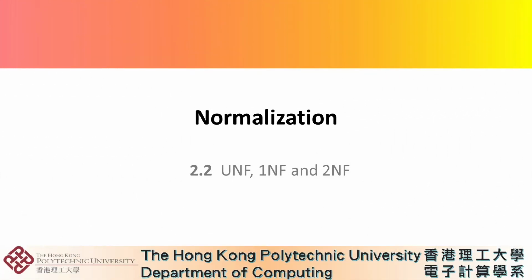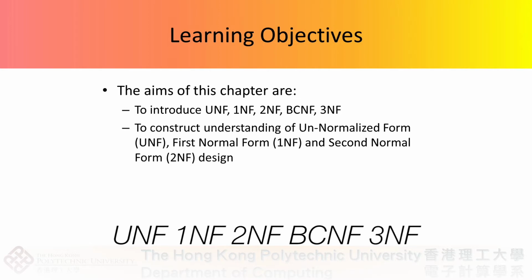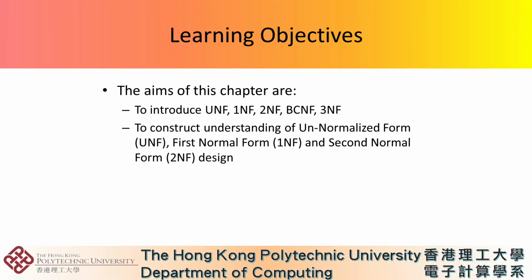Normalization. Lesson 2.2: UNF, 1NF, and 2NF. In this lesson, UNF, 1NF, 2NF, BCNF, and 3NF will be introduced. The understanding of unnormalized form UNF, first normal form 1NF, and second normal form 2NF design will be constructed.